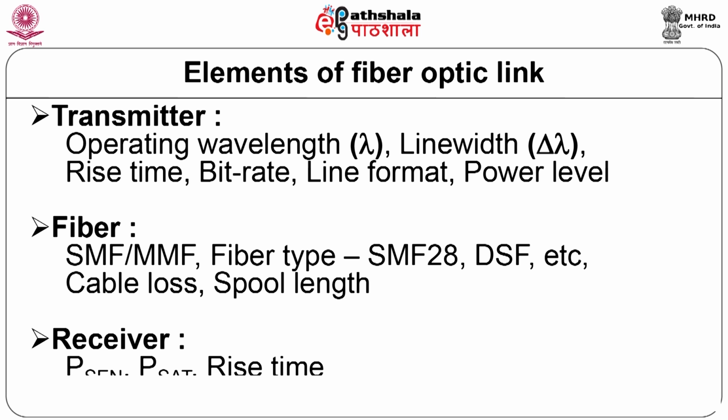Then the receiver. When we say receiver, the two important factors associated with it are the sensitivity of the receiver, that is P sense, and the rise time. These are the important parameters associated with the receiver. The receiver generally consists of some detector which converts the optical signal into an electrical one.